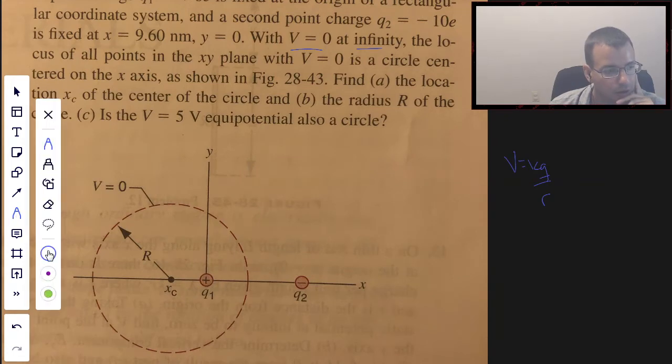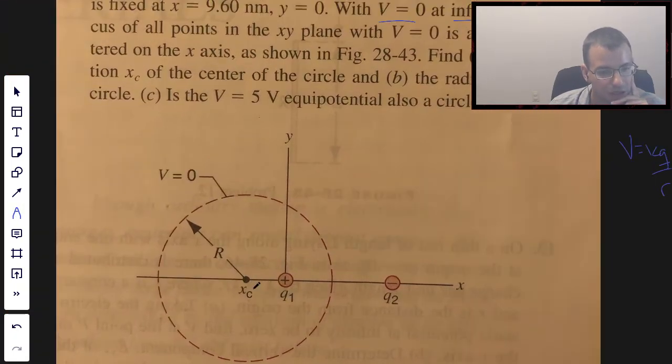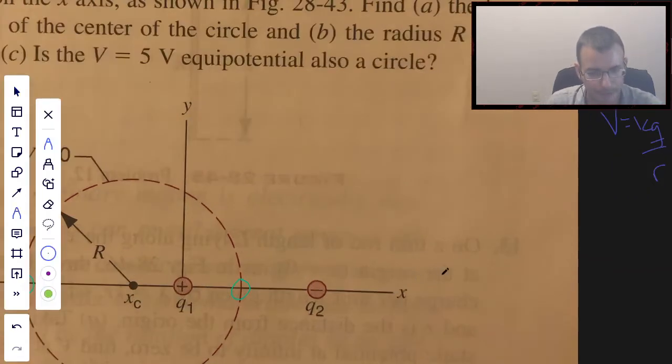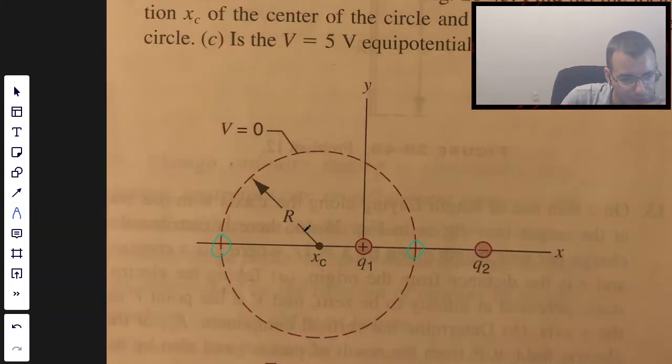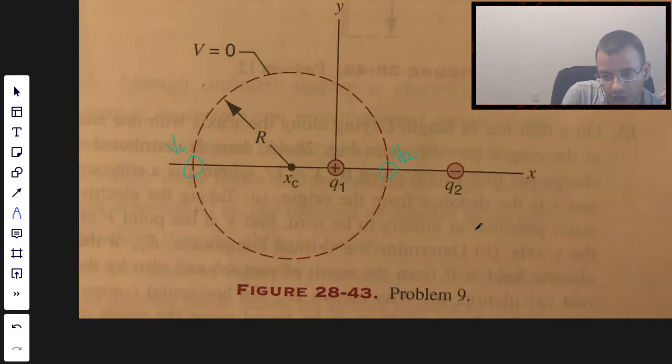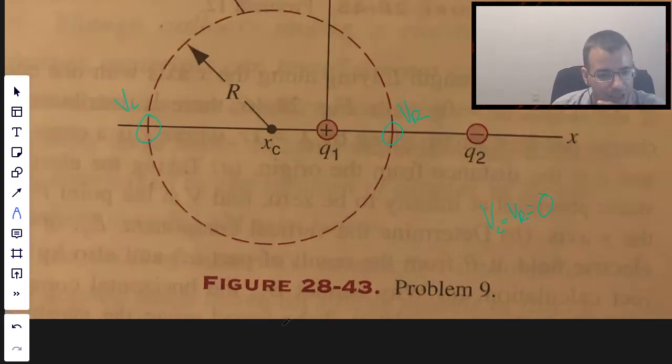So what I'm going to focus on here is just these points right here. That way we do it linearly, and we don't have to worry about drawing triangles or finding hypotenuse. So what I'm going to say, and this will be a bold statement, is that I'm going to call this point over here voltage left, and this point over here voltage right. And I'm going to say that voltage left equals voltage right, which is 0. Right, so then I'm going to start by looking at voltage left.